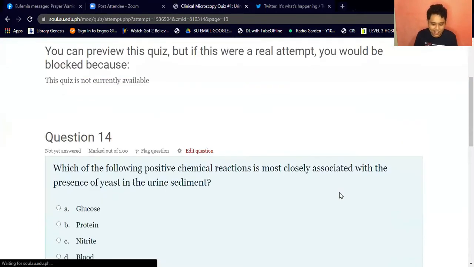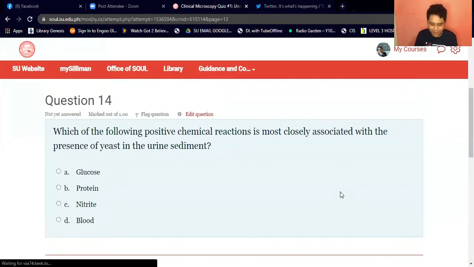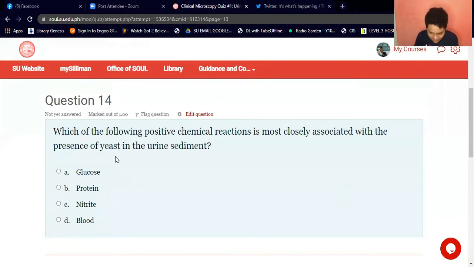Okay. Next, question number 14. Which of the following positive chemical reactions is most closely associated with the presence of yeast in the urine sediment? I mentioned that if you see it in the chemical reaction, then in the microscopic you can expect yeast. Possibly a complication. Okay, very good. Glucose. Take note.